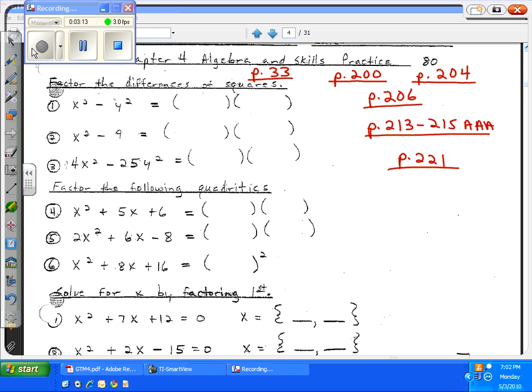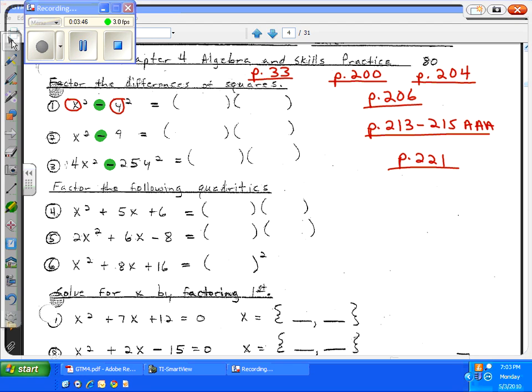Okay. What we have here on numbers 1, 2, and 3 is the difference between two squares. Difference meaning subtract between two square numbers. Now, the first situation, we have x squared and y squared. And so it's the difference between those two items squared.